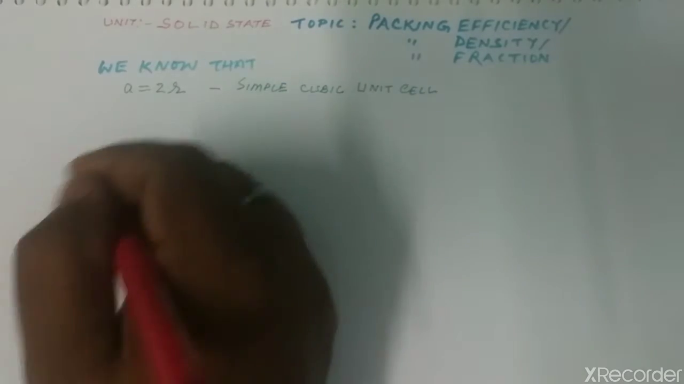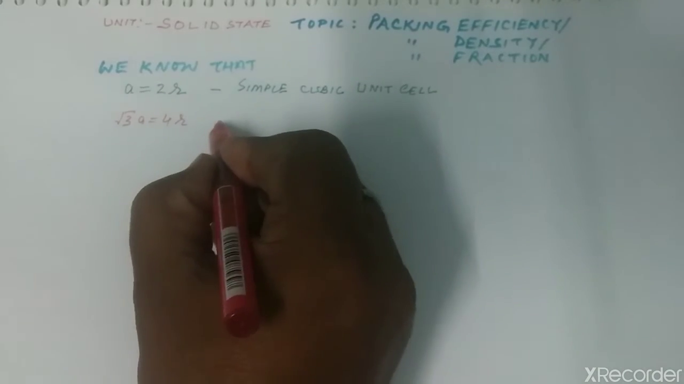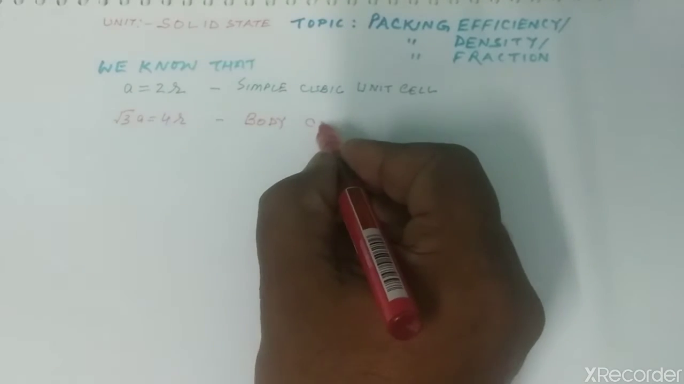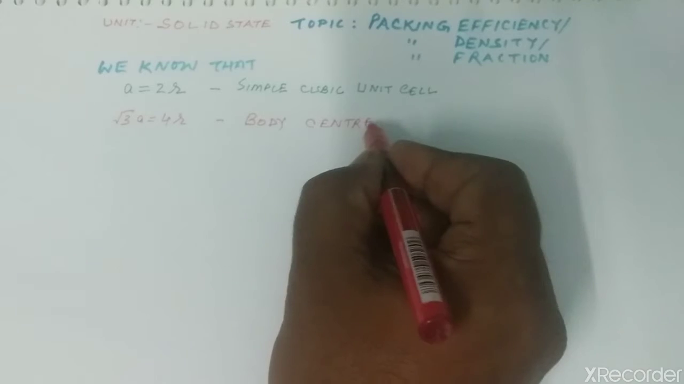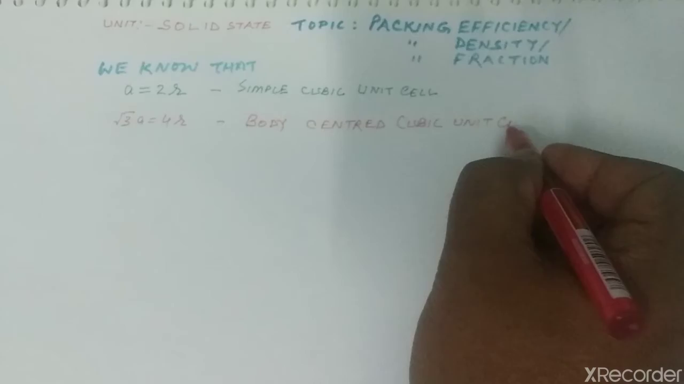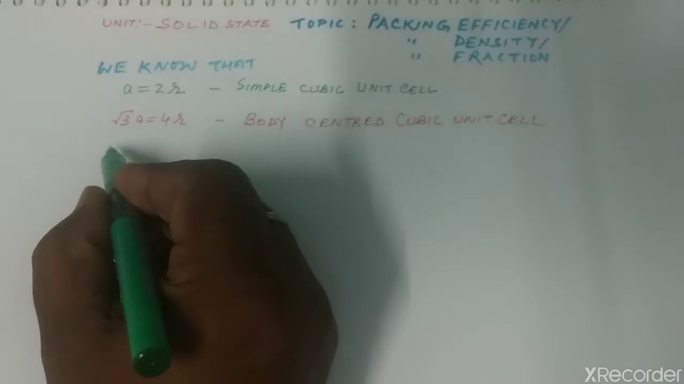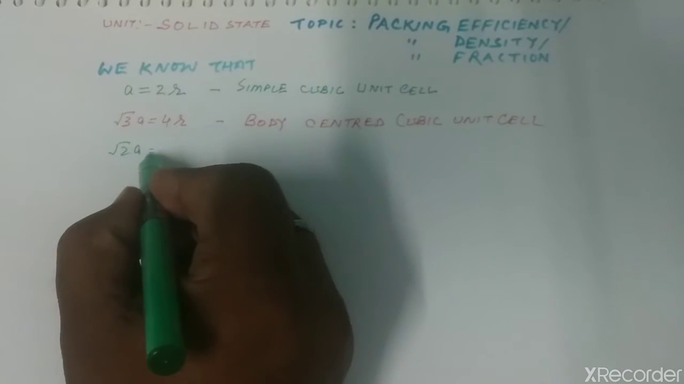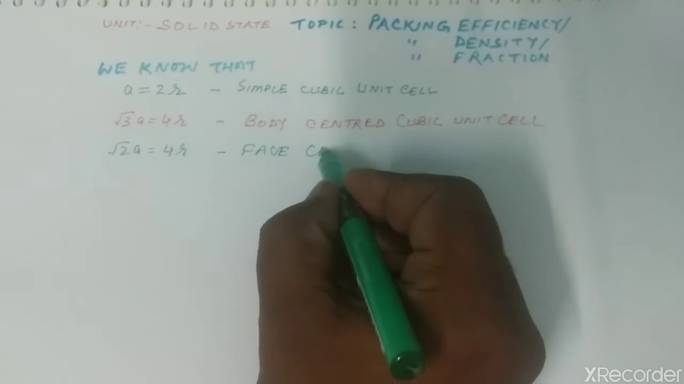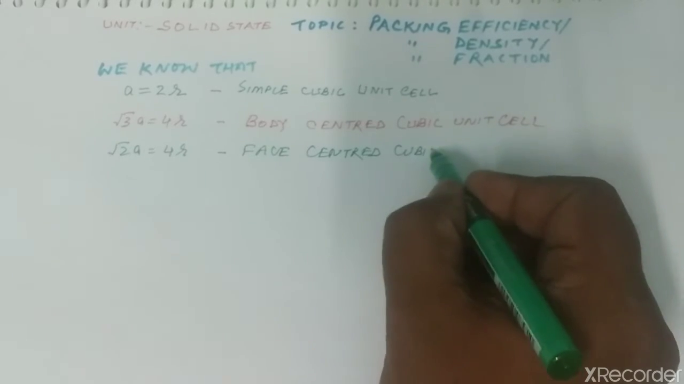and root 3 a is equal to 4r in body centered cubic unit cell, and root 2 a is equal to 4r in face centered cubic unit cell.